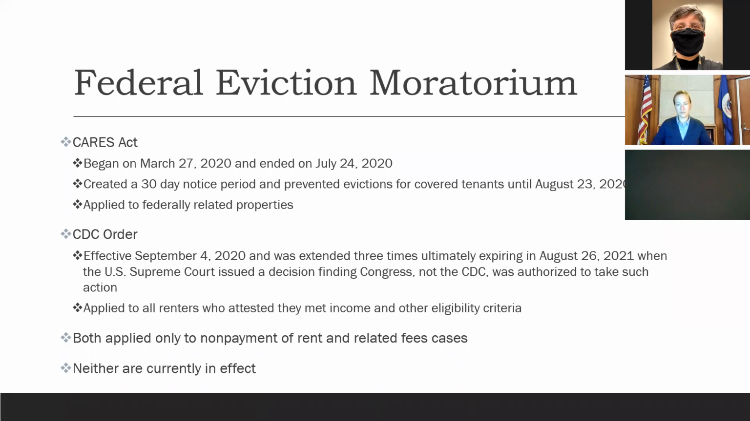Another federal moratorium that was in place a bit longer was the one initiated by the CDC. That particular moratorium went into effect on September 4th, 2020, and was extended 3 times, ultimately expiring late in August when the Supreme Court issued a decision finding that Congress and not the CDC was authorized to place moratoriums on evictions. The CDC order applied to all renters, not just those in federally related properties. And those renters had to attest that they met certain income and other eligibility criteria. Both applied only to non-payment of rent cases and related fee cases.